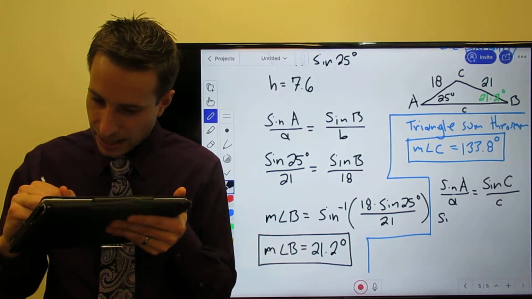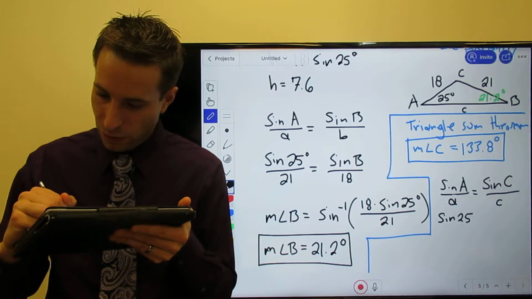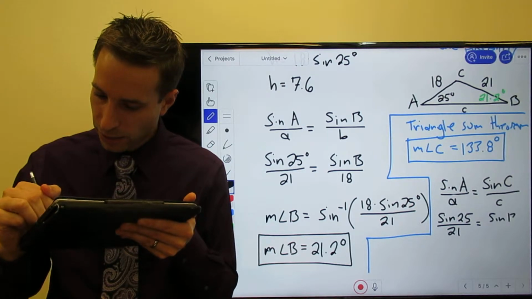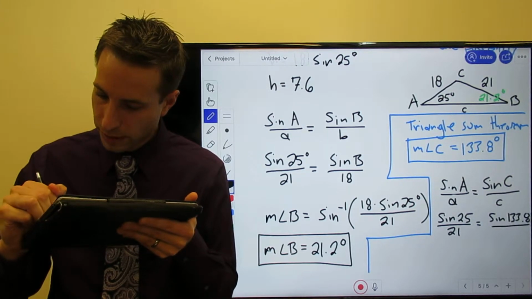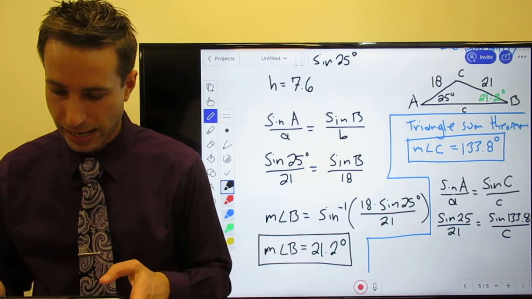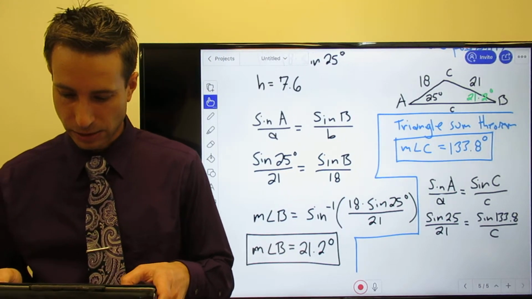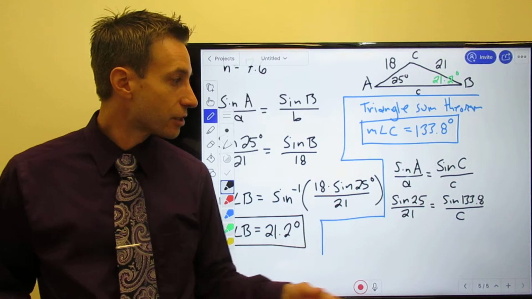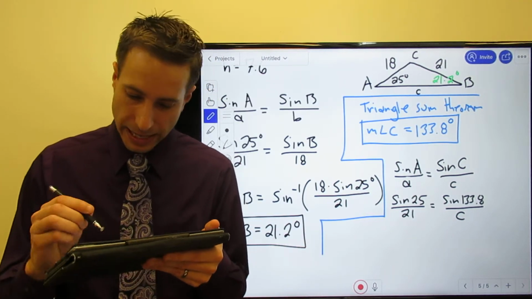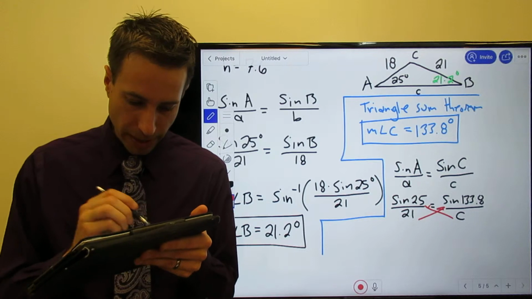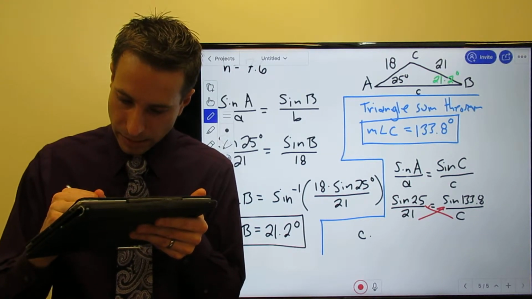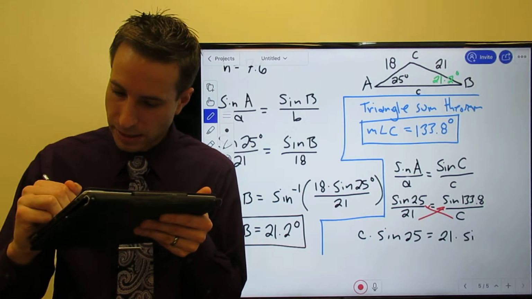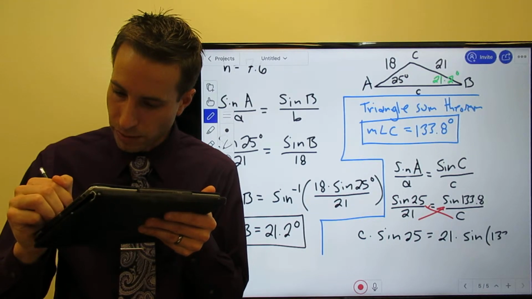So we're going to have the sine of 25 over 21 is equal to the sine of 133.8 over C. I apologize, I had to squeeze there. Let me go ahead and scooch a little bit. There we go. All right. I need to solve for C. Let's cross multiply. I wind up with C times the sine of 25 is equal to 21 times the sine of 133.8.